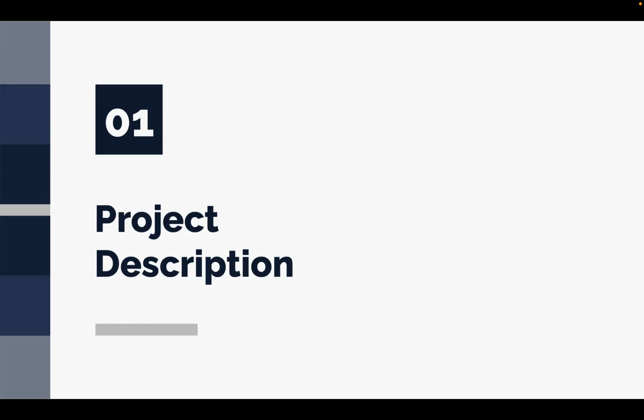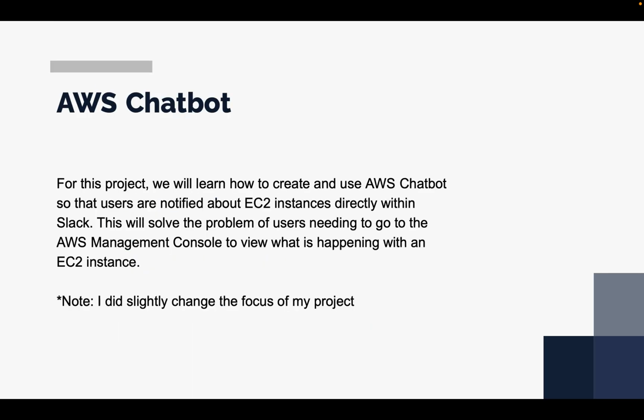Awesome. So part 1, project description. For this project, I wanted to learn how to use AWS Chatbot to notify users through Slack about their EC2 instances. So I used CloudWatch to set a threshold for the CPU utilization for an EC2 instance. When it surpassed that threshold, an alarm was triggered, which would have Chatbot send a message to a channel through Slack. So pretty simple.